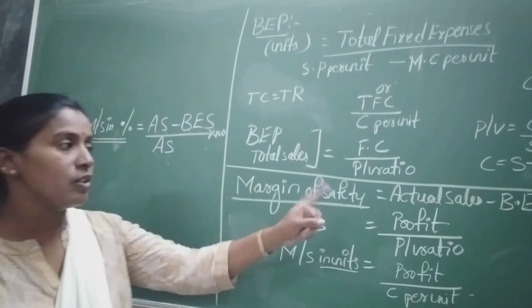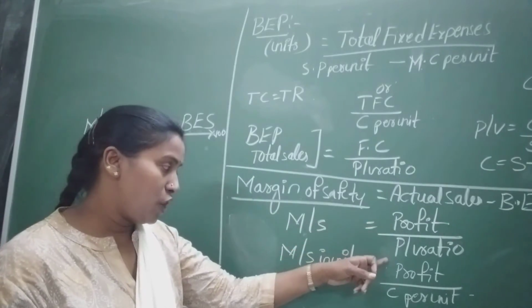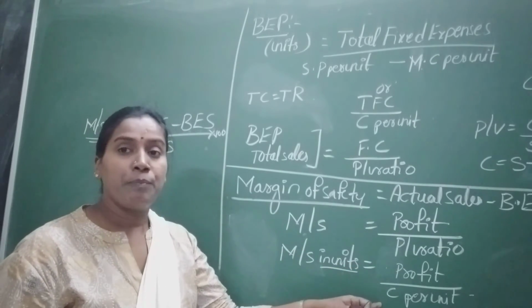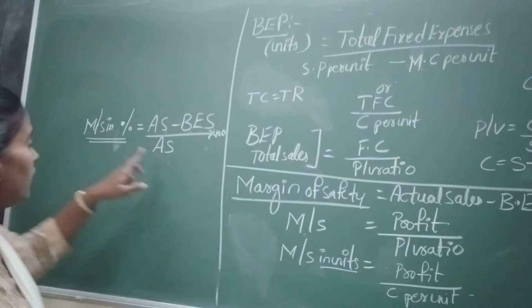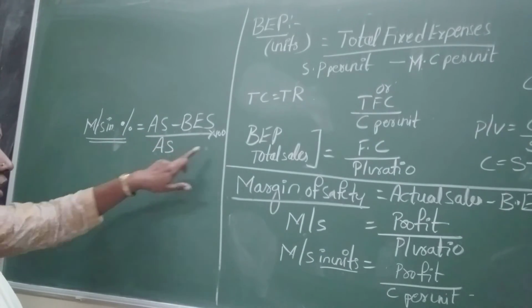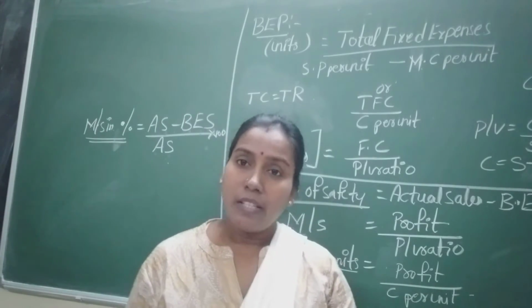The first formula is actual sales minus break-even sales. Second formula is profit by PV ratio. Third formula, if you want to calculate in units, margin of safety means profit by contribution per unit. If you want to calculate the percentage, it means actual sales minus break-even sales divided by actual sales into 100. These are the 4 formulas of margin of safety.